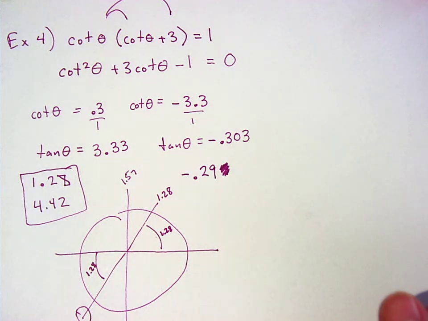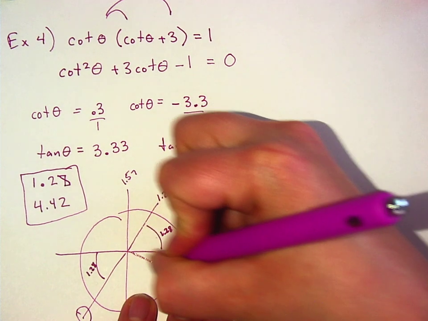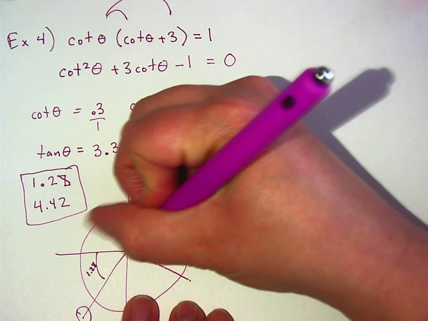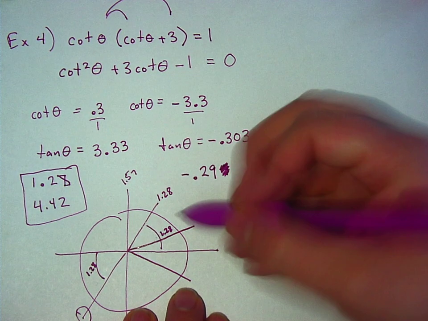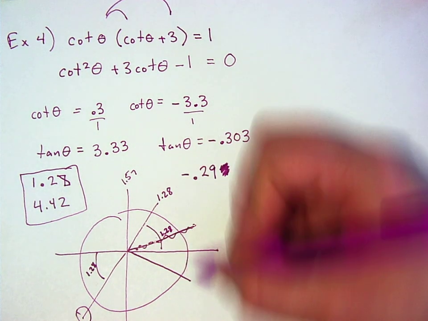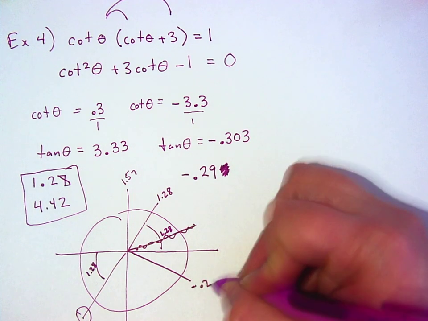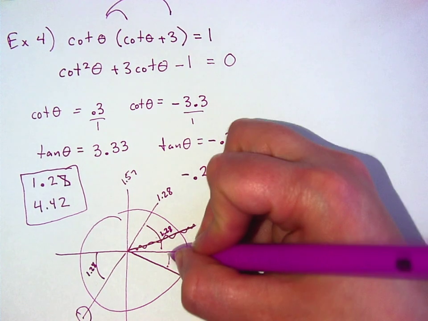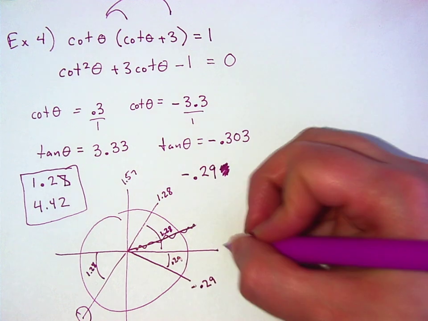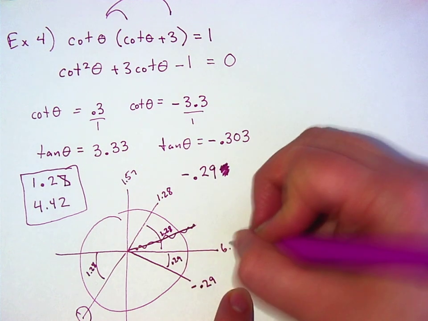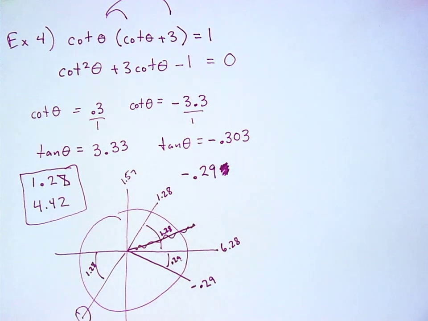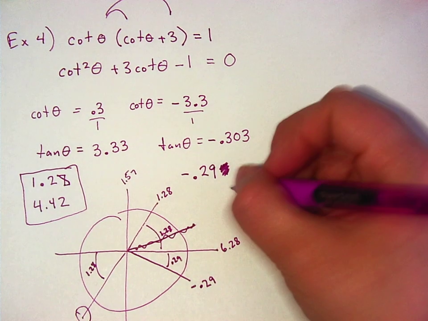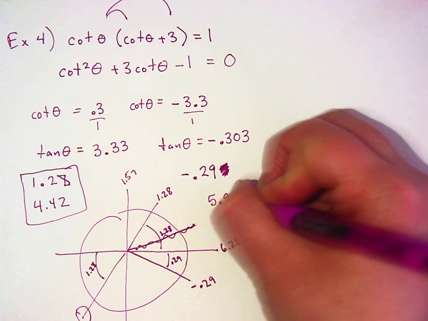Okay, where's negative 0.29? Fourth quadrant right there, but we don't want it to be negative, so we'll put it up here. Well, no, we won't put it up there. I don't know why I said that. So this is negative 0.29. So if we're trying to find that out, this distance is 0.29, and this was 6.28, right? So if you take 6.28 and you subtract 0.29, I got 5.99?